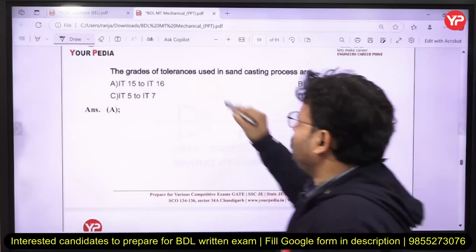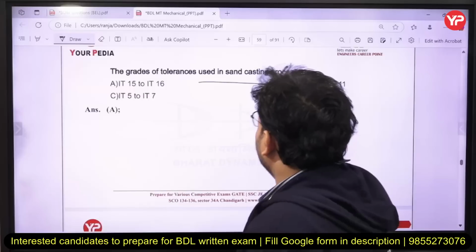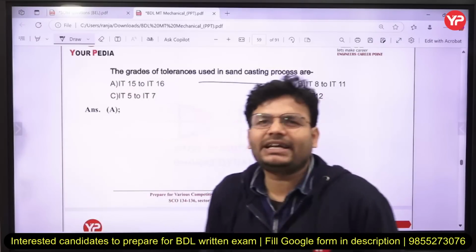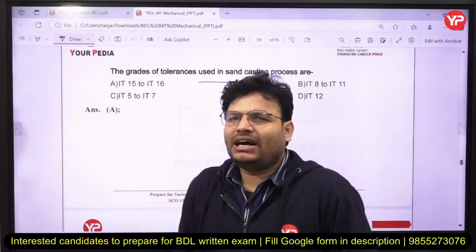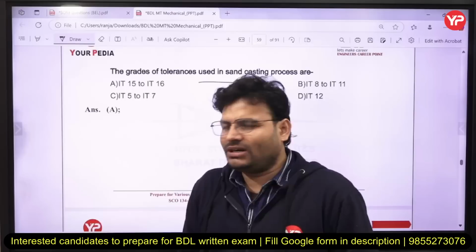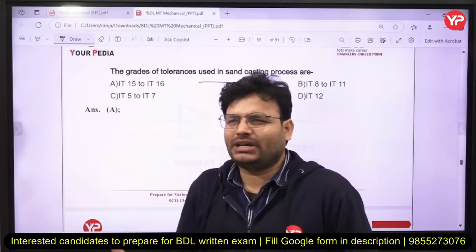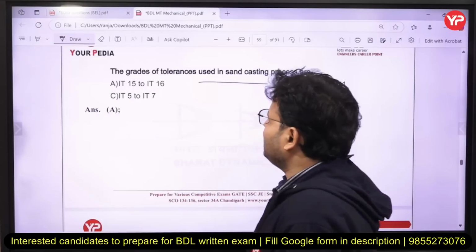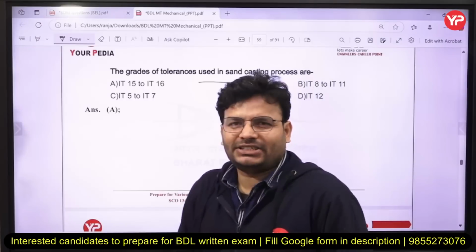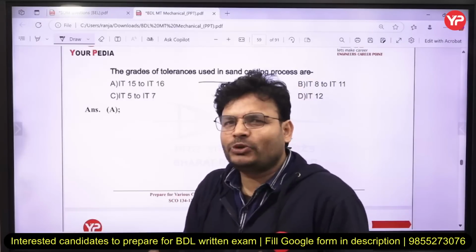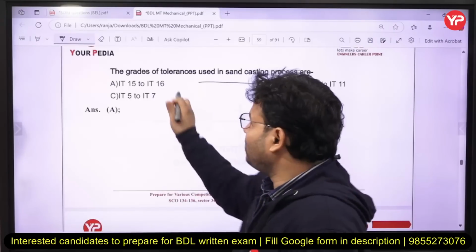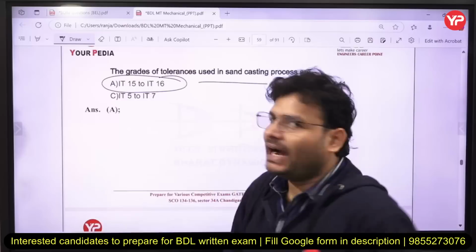Next, the grade of tolerance used in sand casting, my dear friends. As I told you, 18 grades are there. Every grade has some specification, like IT1 to IT4, IT5 to 8, basically for engineering application with more precision. If you talk about sand casting, that is not very precise, so I am going to use the higher standard values. So it comes out to be IT15 to IT16.